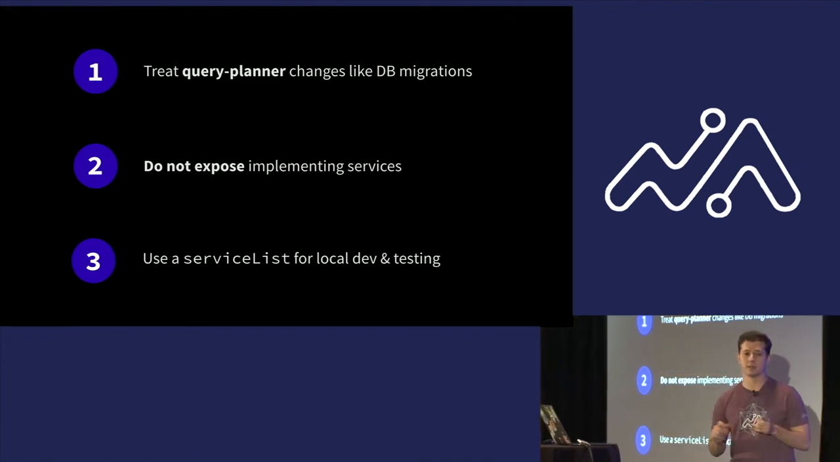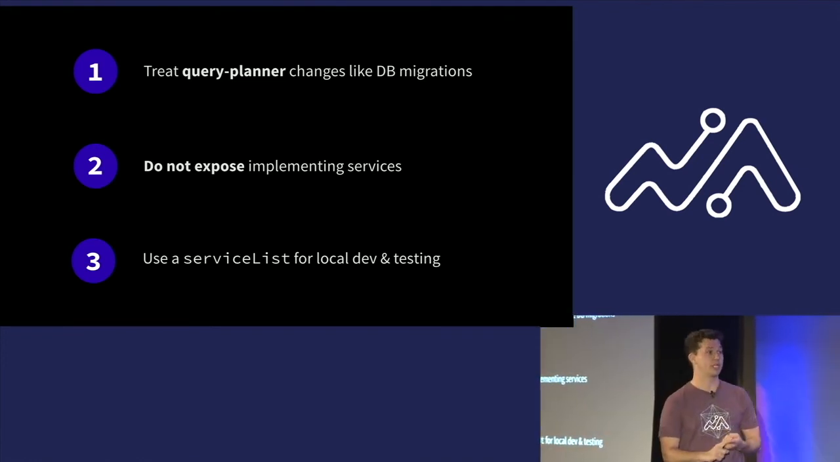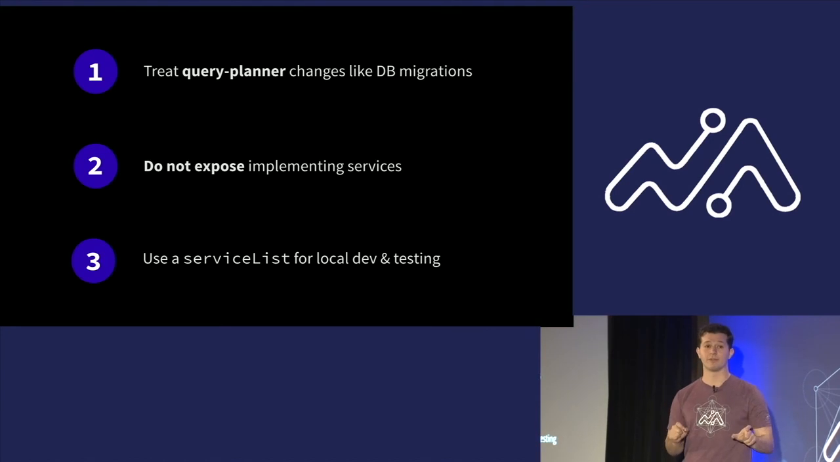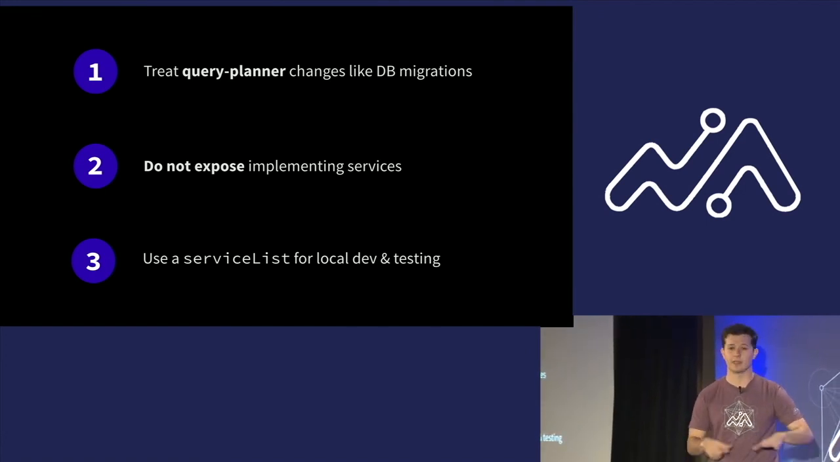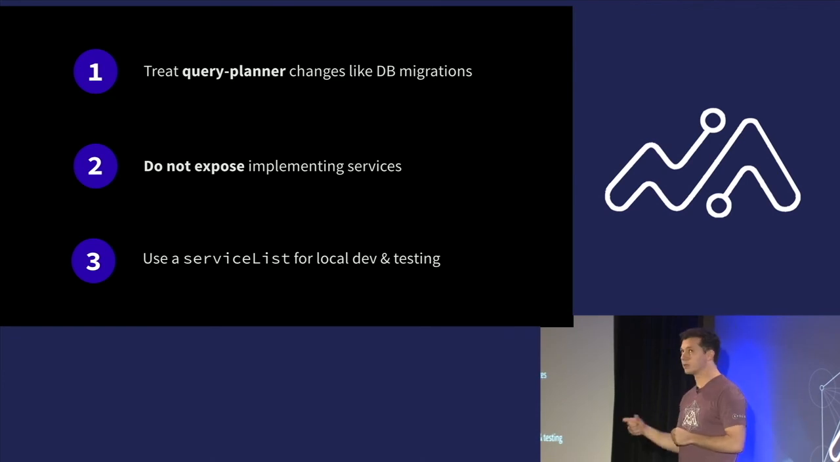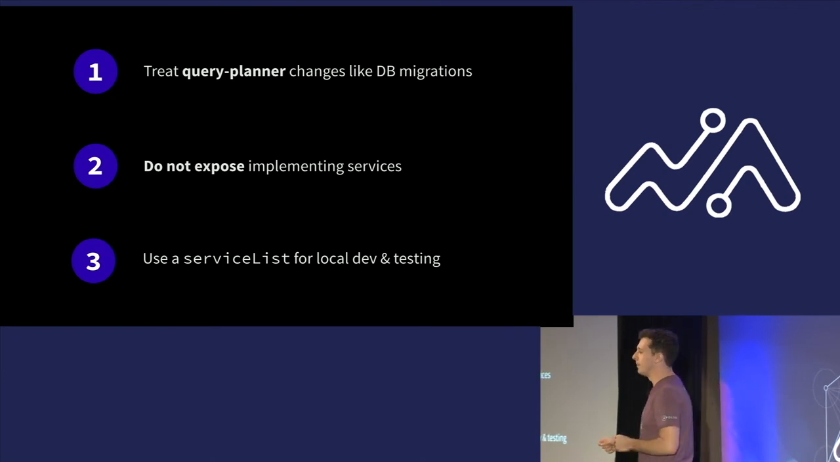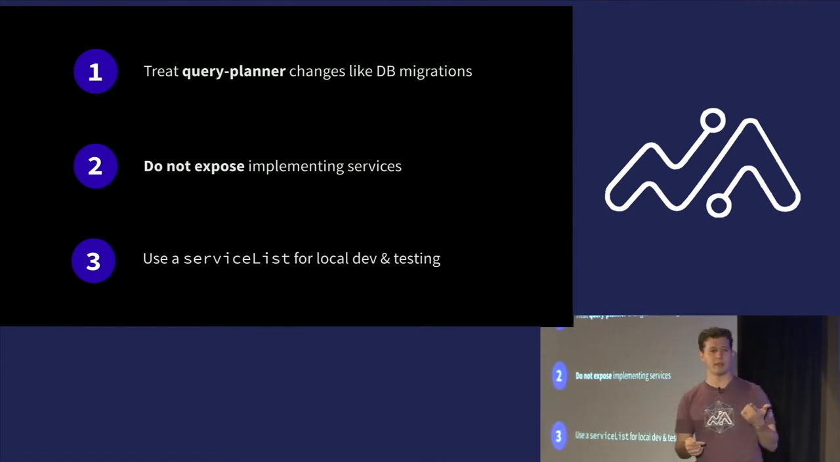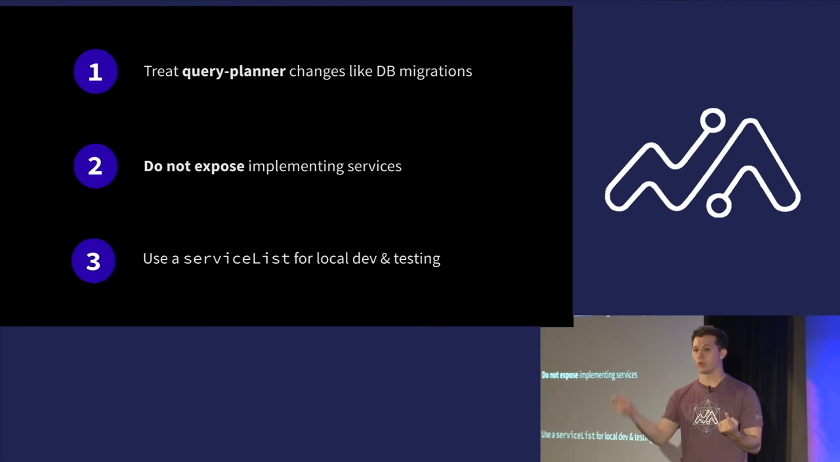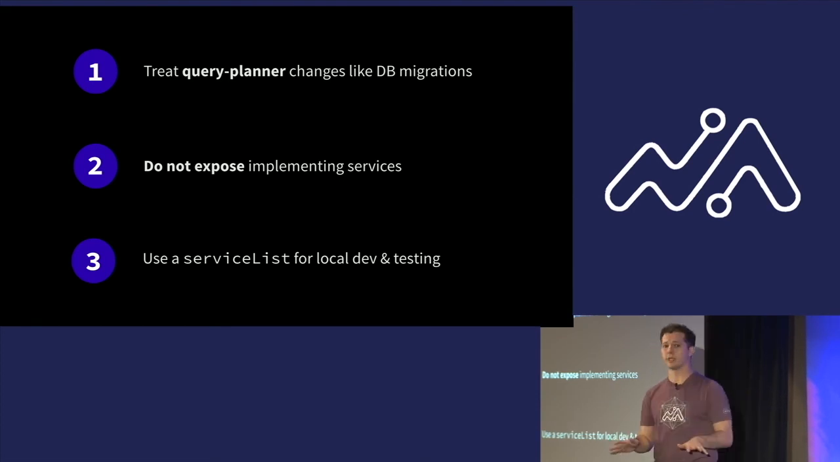First thing is you should really treat query planner changes with the same amount of gravity as you would a database migration. Changing the primary key on an entity might have effects of touching every single service that other services are dependent on. Additionally, you don't want to expose implementing services. Having an invariant that all of the traffic goes through the gateway is extremely valuable, and it might also be a security concern to even expose those implementing services.